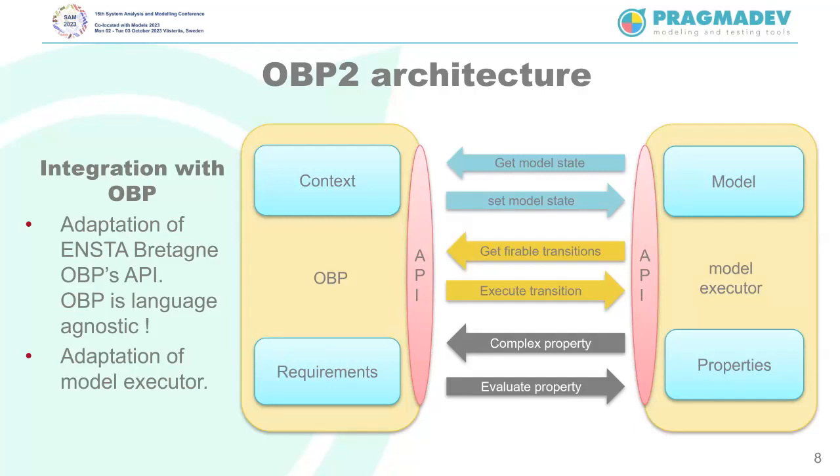And OBP can evaluate properties. We use a property sequence chart to express the properties. But again, OBP will not evaluate the atomic properties. It will ask the executor to evaluate the atomic properties. It will evaluate complex properties that combine these atomic properties, so that when you travel in the state space, it will evaluate the overall property.